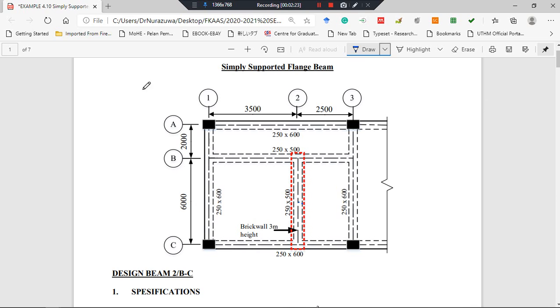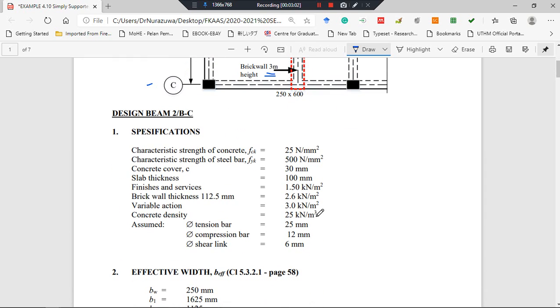So that is the simply supported beam. However, in this example 4.10, you need to design beam 2BC. So this beam is under the brick wall with height of 3 meter, and the proposed size of this beam is 250 width, and the overall depth is 500, and the specification as given here.